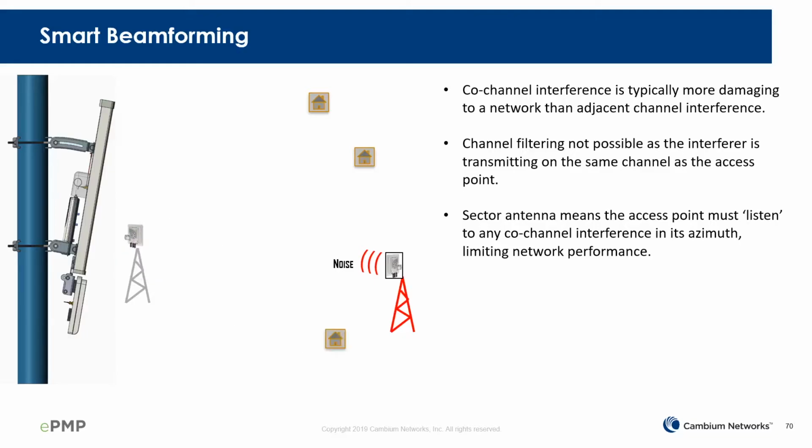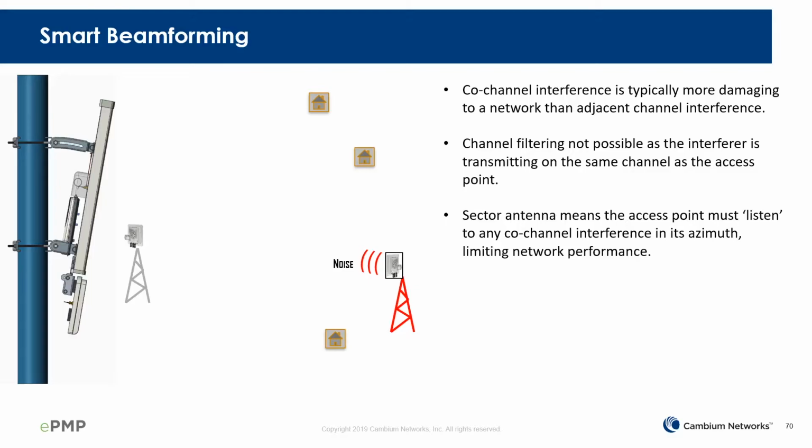In the uplink transmission, however, the AP is using its 90-degree antenna to listen for transmission from the SMs. As this angle is wider, the source of co-channel interference in the sector will be having an impact on the uplink transmission, limiting performance. The ePMP Smart Beamforming Antenna was developed to mitigate against this.